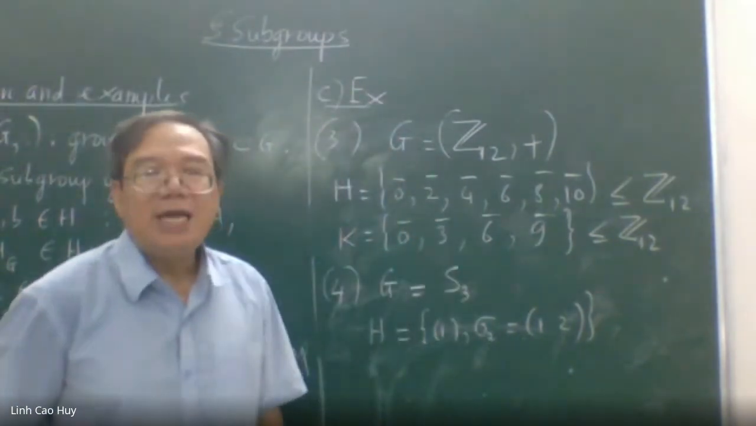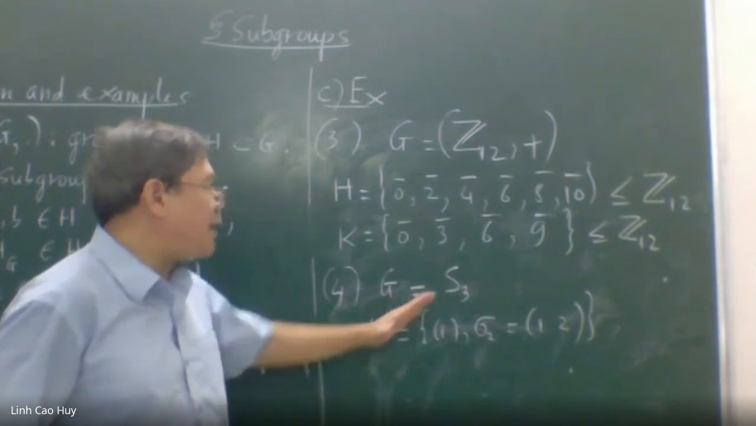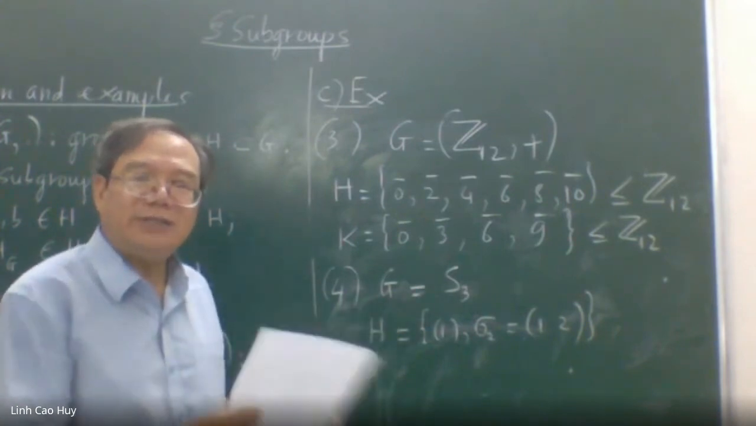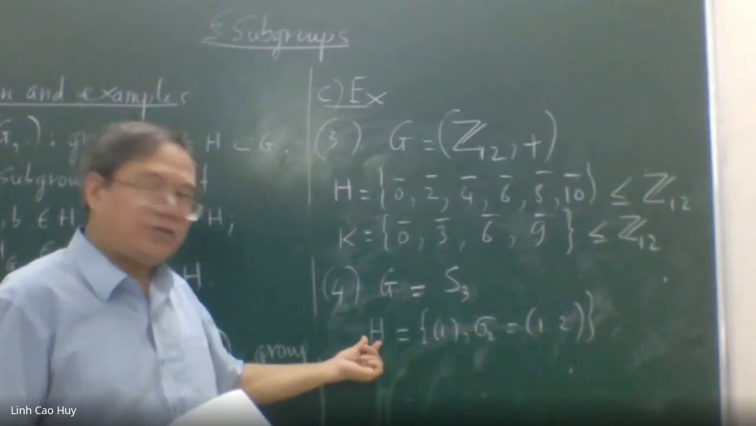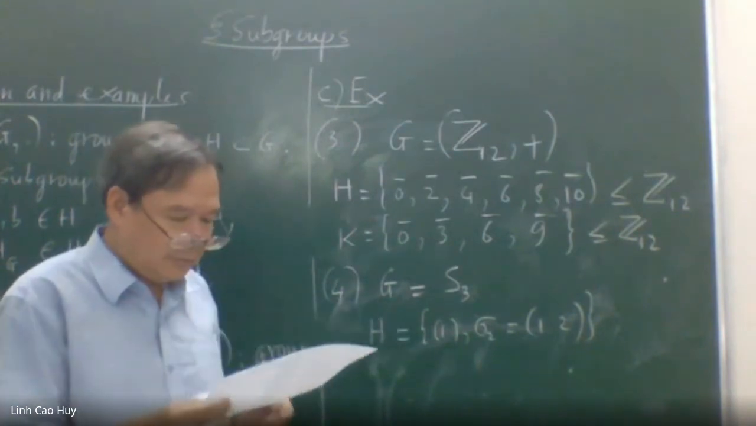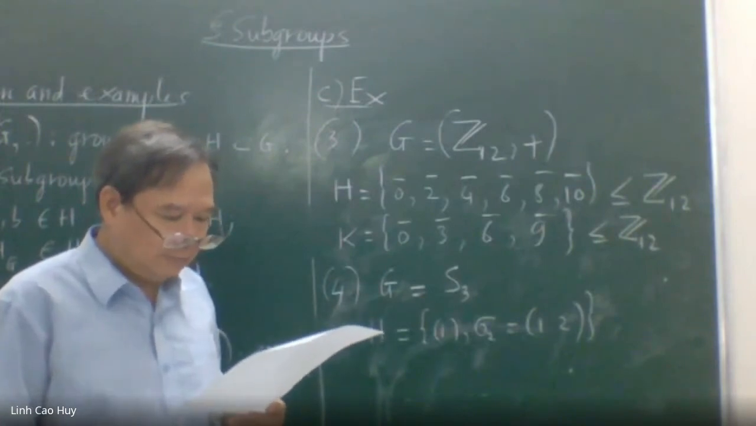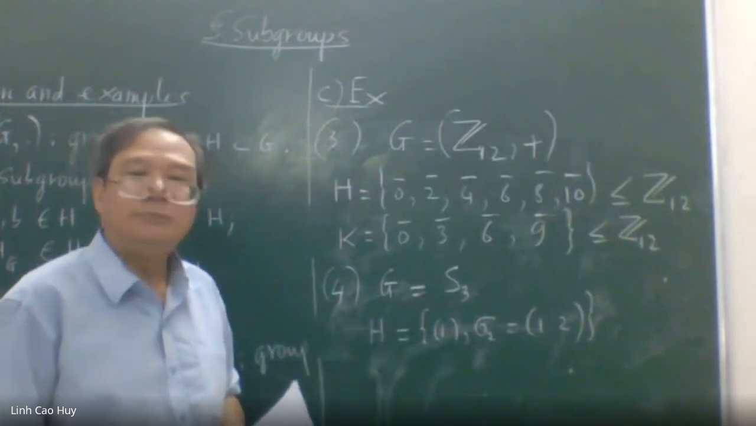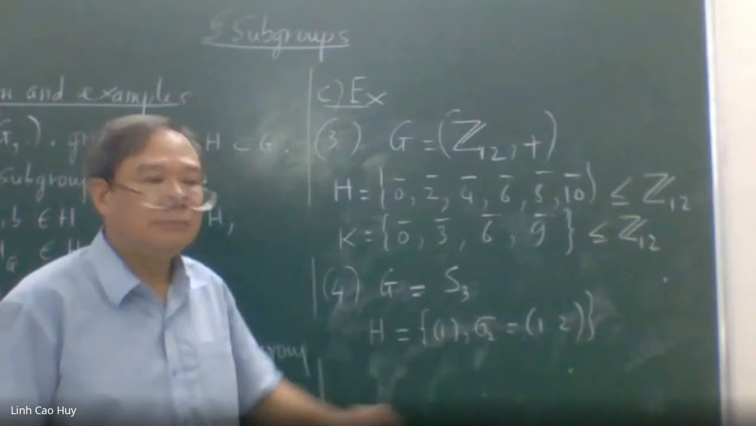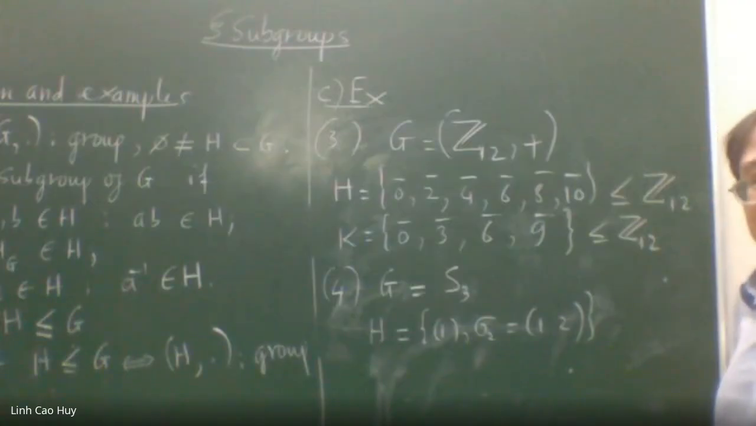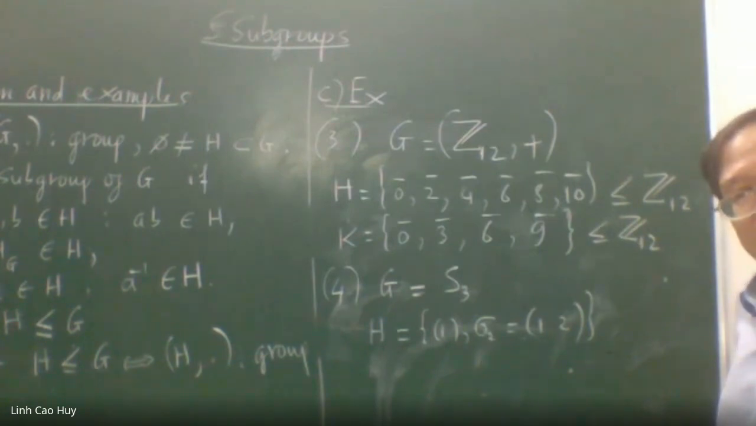Ok. And my question: S is a subgroup of S3, isn't it? H is a subgroup of S3. Bảo Trâm? Subgroup? Yes. Yes. And can you explain something for us? Tell me why.